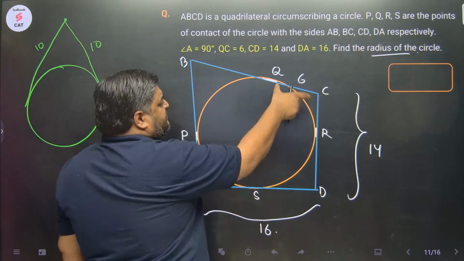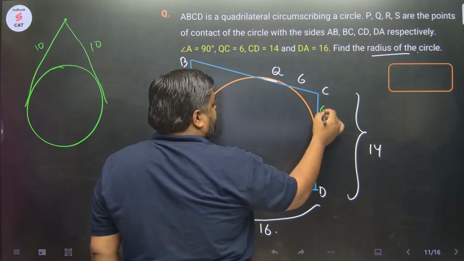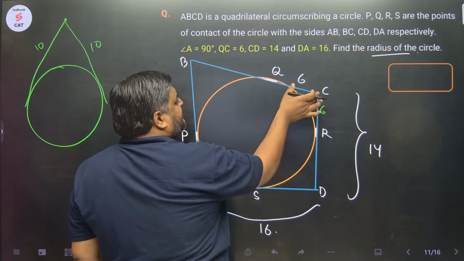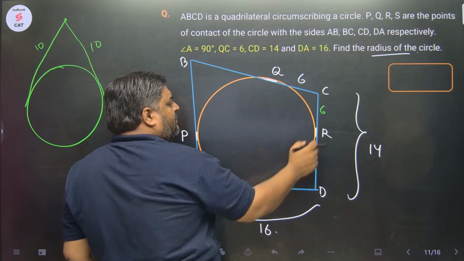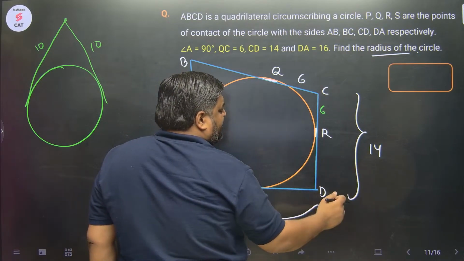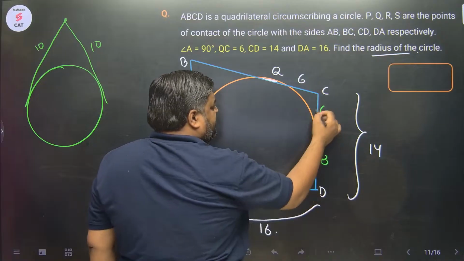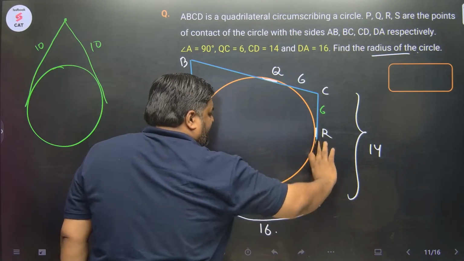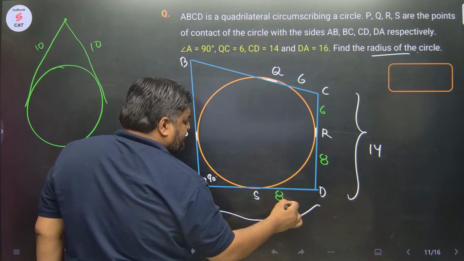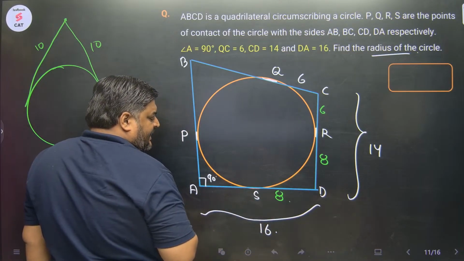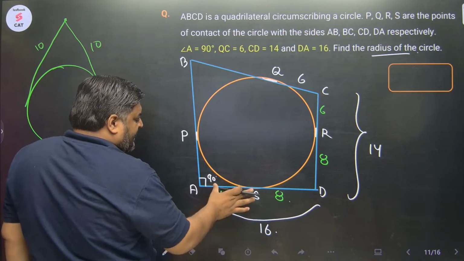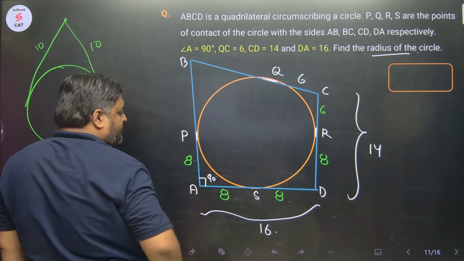Look here, QC is given as 6, so CR would be 6 because CQ and CR are tangents from point C to the circle. So if QC is 6, this is also 6. The entire length is 14, so this has to be 8. 8 plus 6 is 14. If DR is 8, again DS would be 8, going by the same logic. If this is 8 and the total is 16, this would be 8. And if this is 8, this would be 8.